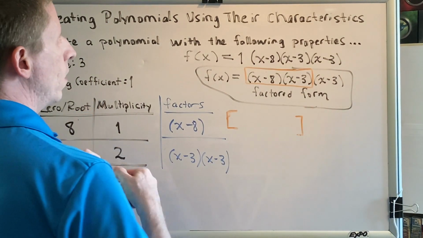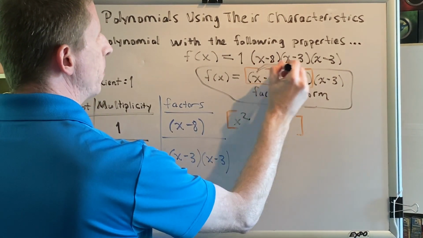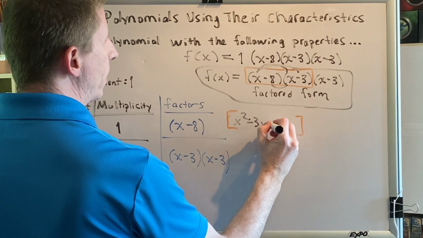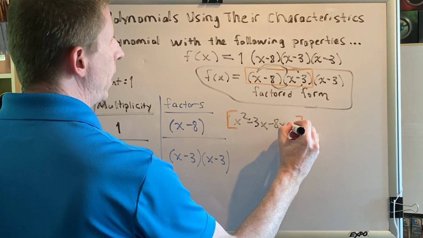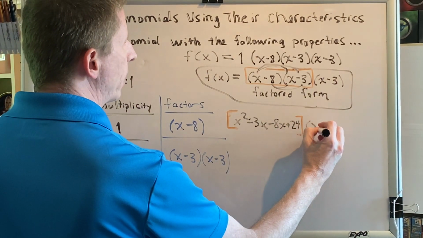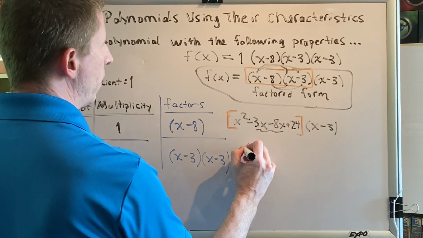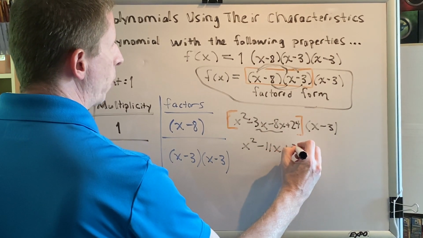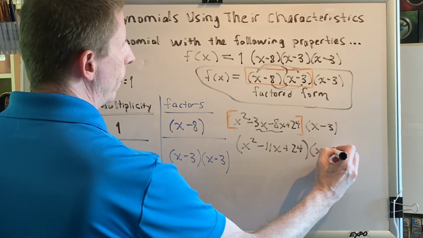So, the x times the x makes x squared. The x times the subtract 3 makes subtract 3x. Subtract 8 times x makes subtract 8x. And the subtract 8 times the subtract 3 makes plus 24. All of this still needs to be multiplied by the outside binomial, x minus 3. Of course, we have some like terms to combine, which we'll do in the next step, getting x squared minus 11x plus 24. And that has to be multiplied by the x minus 3.